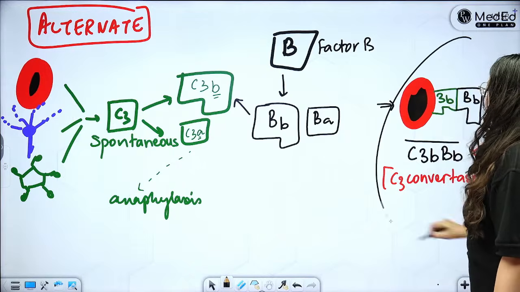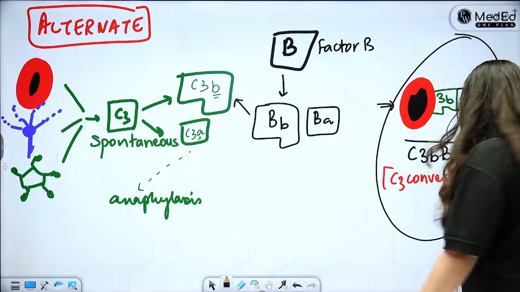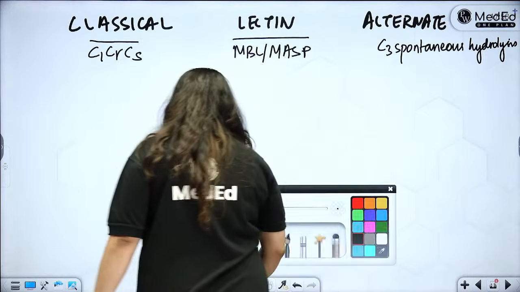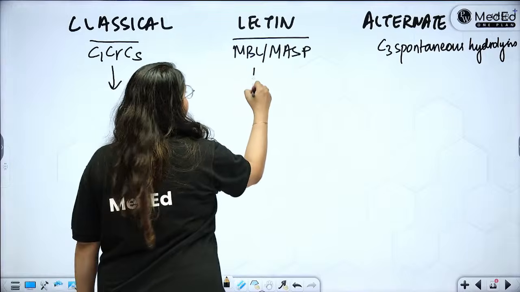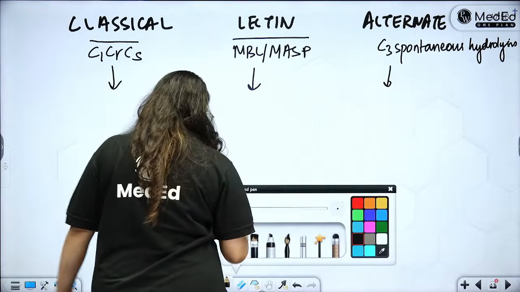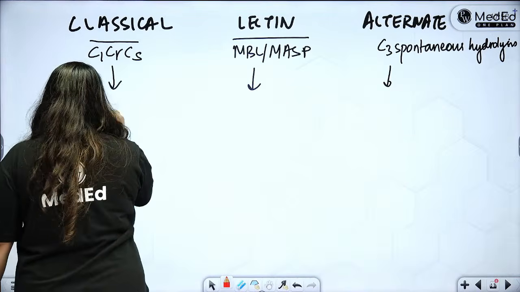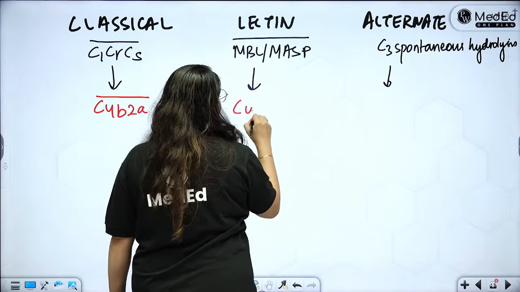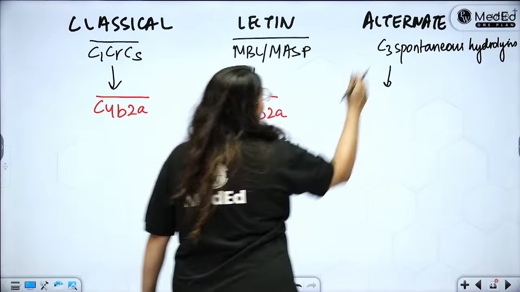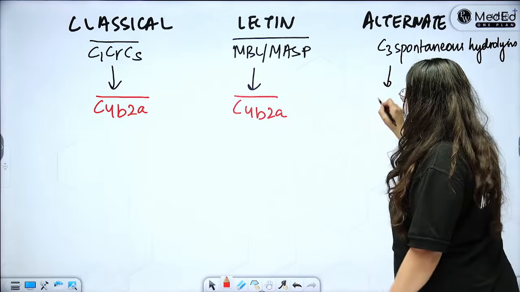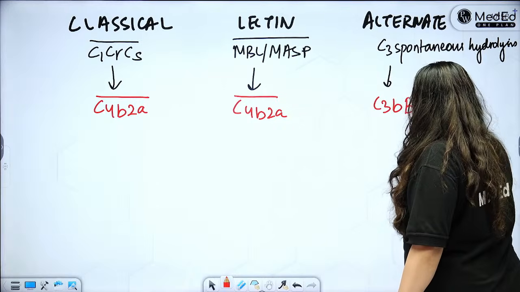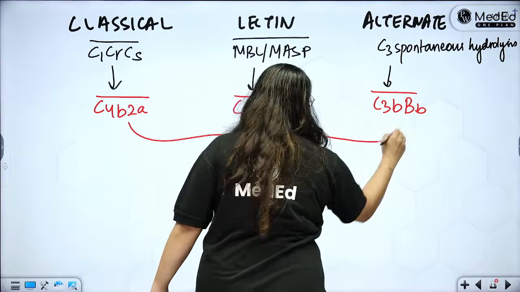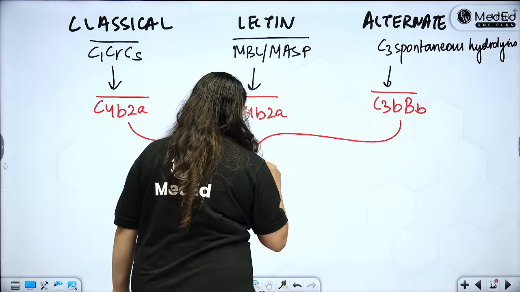C3 convertase formation. Okay? In all three, ultimately a C3 convertase is being formed. So, all three of them are converging. What is the name of the C3 convertase of this one? C4b2a. What is the name of the C3 convertase of this guy? C3bBb. What are all of these? All of these are C3 convertase.